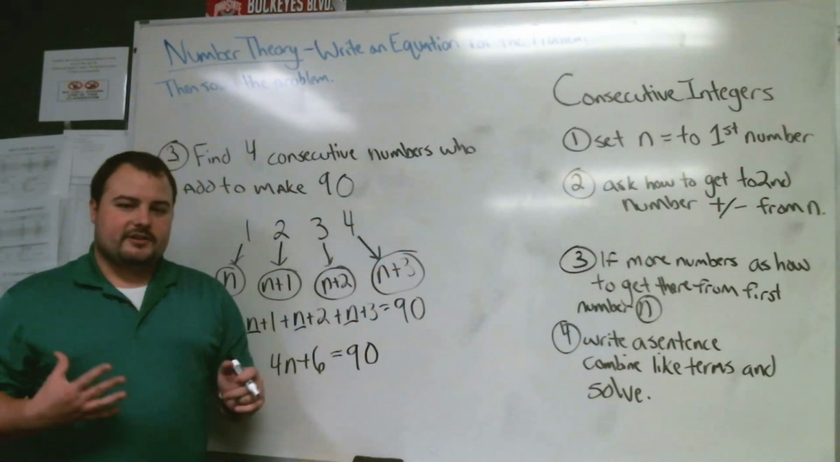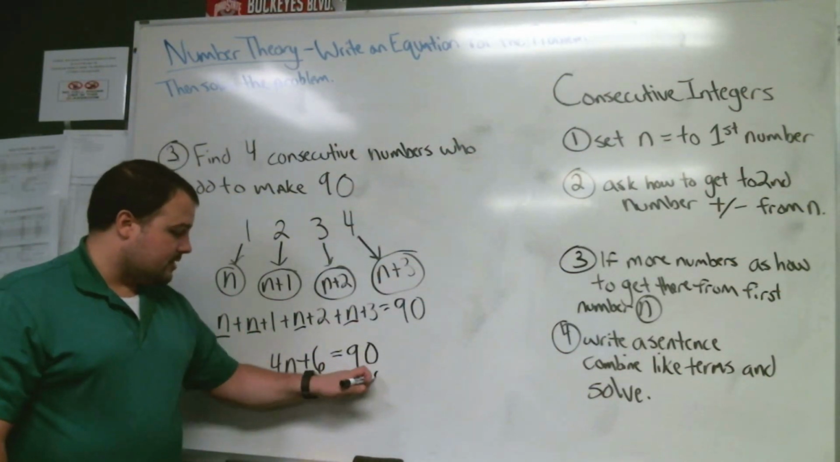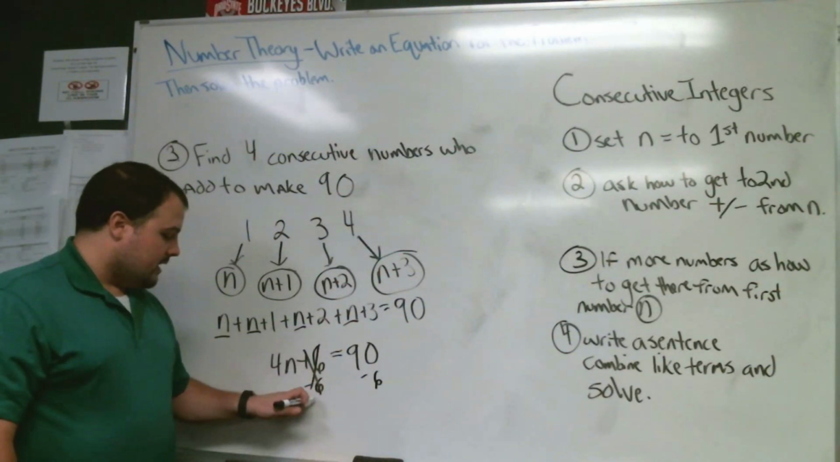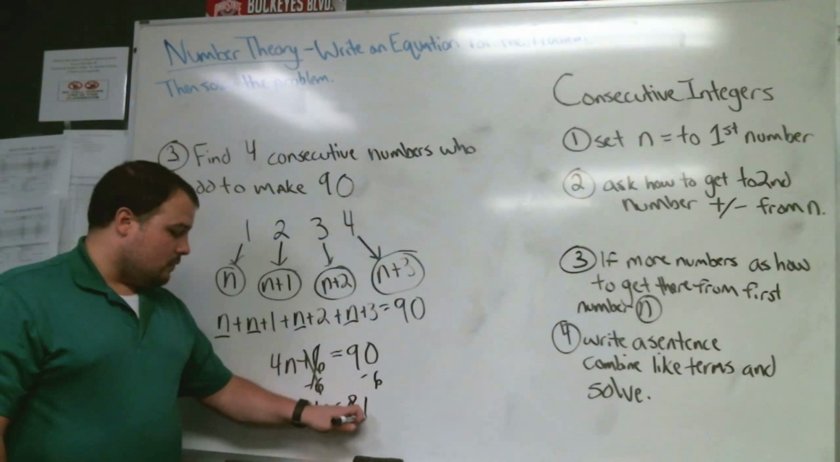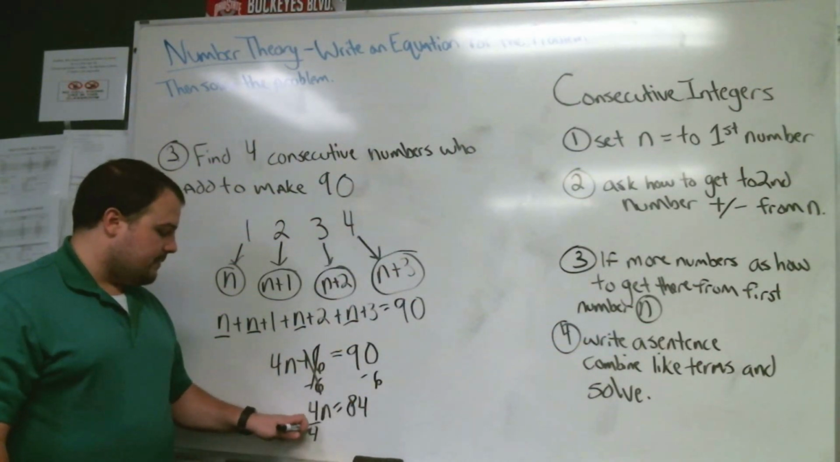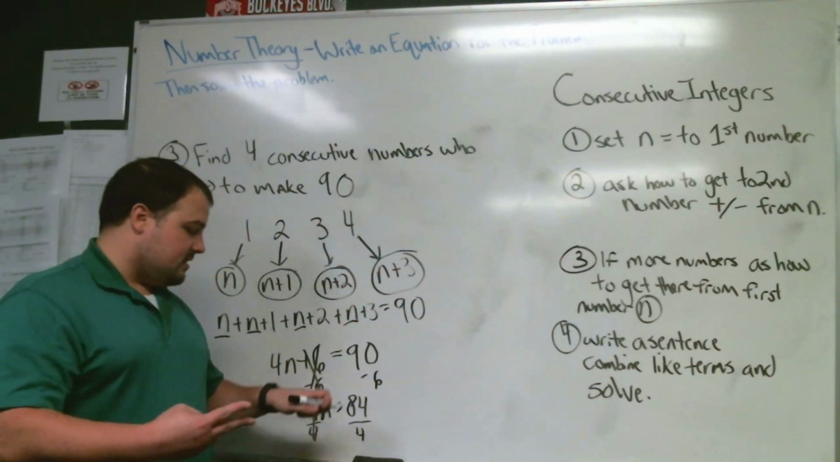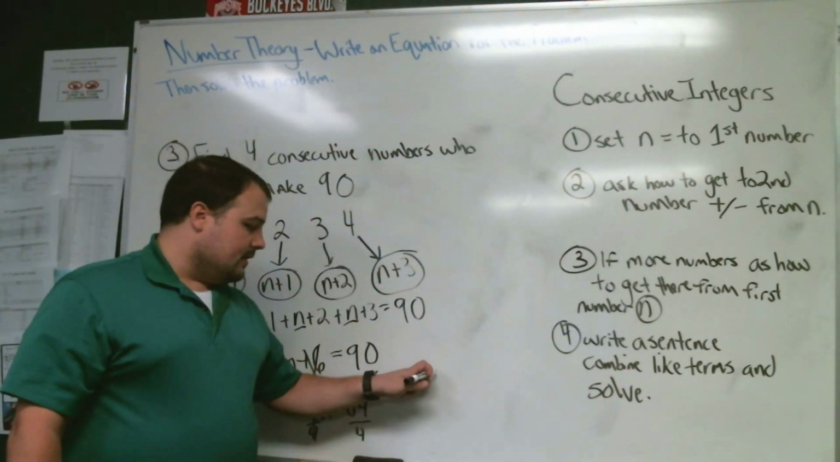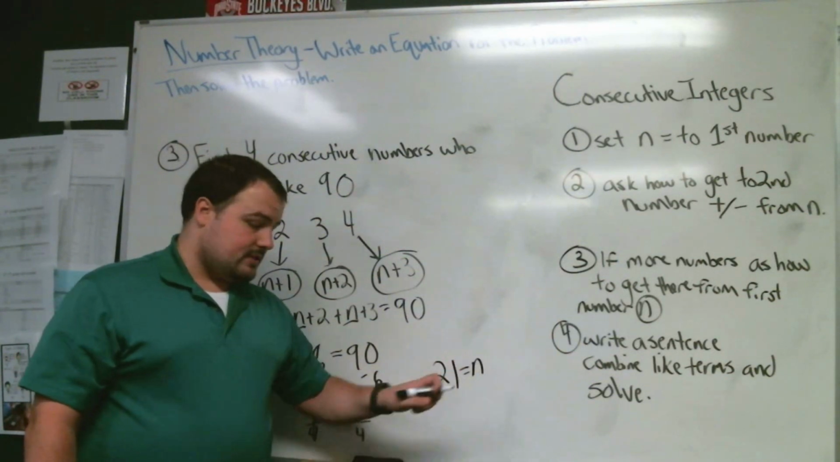Now, we're going to work backwards to solve this problem. We're going to subtract 6. Subtract 6. We have 4 times something equals 84. Now we're going to divide by 4. Divide by 4. 8 can divide by 4 twice. 4 can divide by 4 once. So we have 21 is equal to our first number.